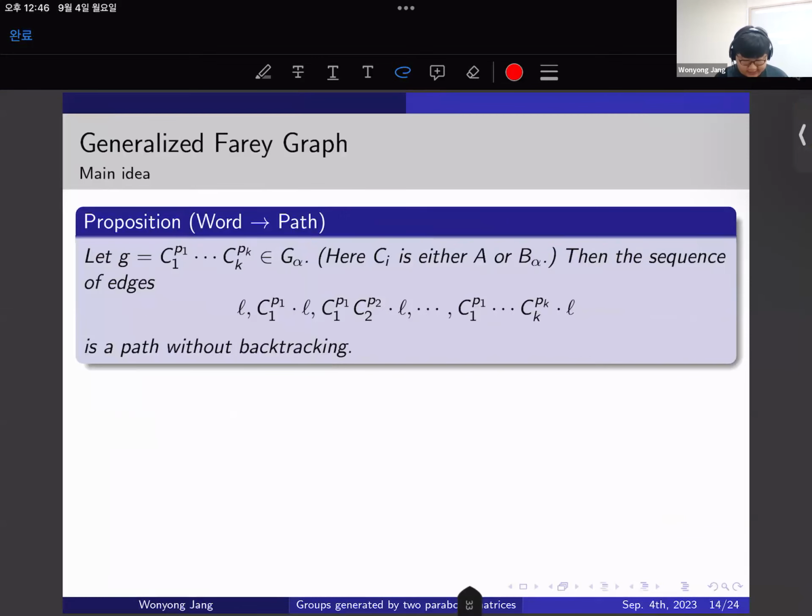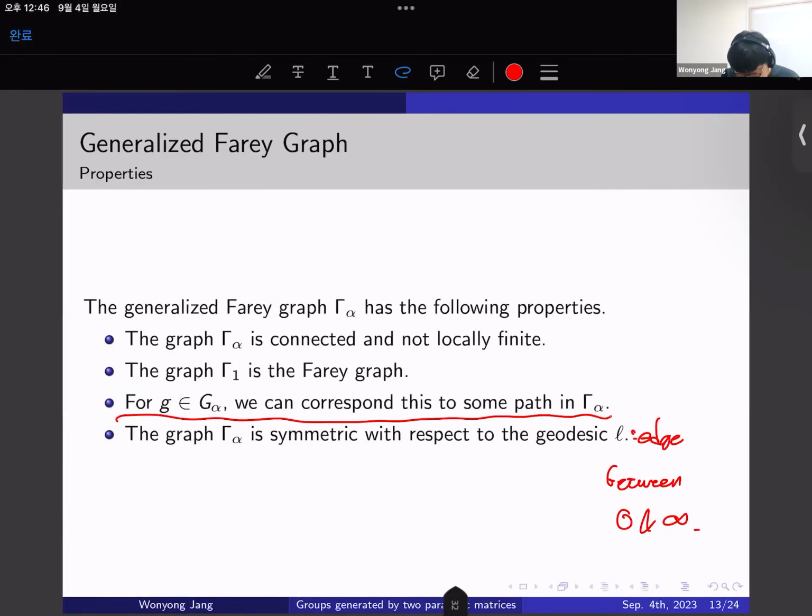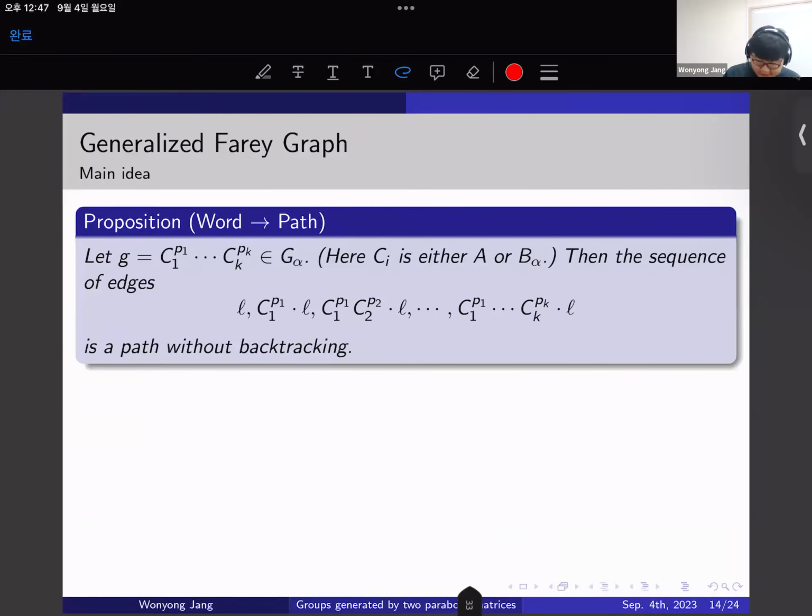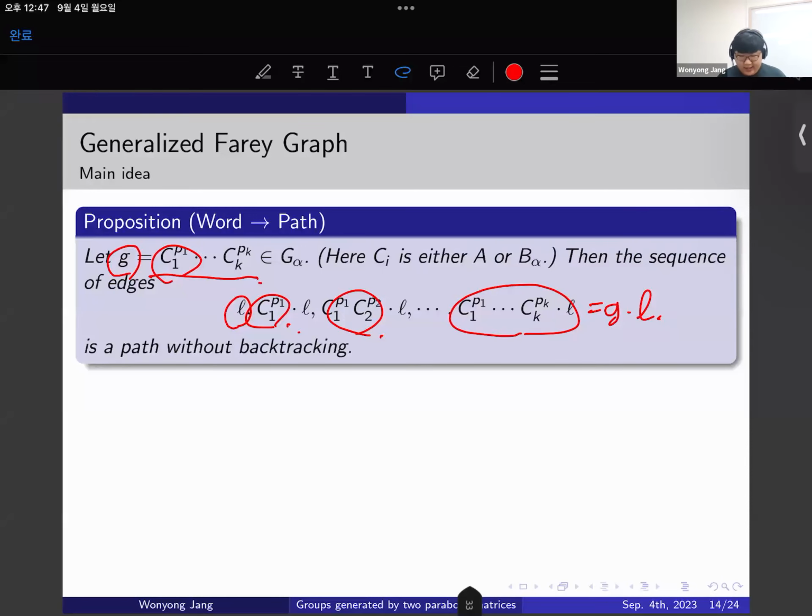So I will explain more precisely the third statement. Actually, it means that if we choose an element g in G alpha, and suppose we can express g as this word, then we can consider the following sequence of edges: L, and the first letter L, and from the first one to the second one, and so on, and this is actually g dot L. Then they form a path without backtracking.